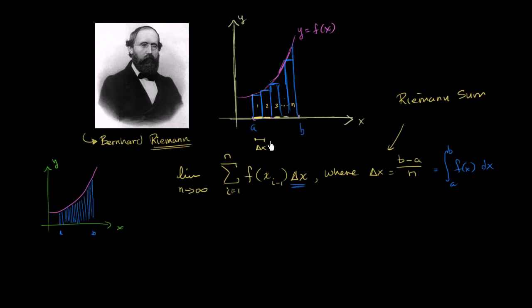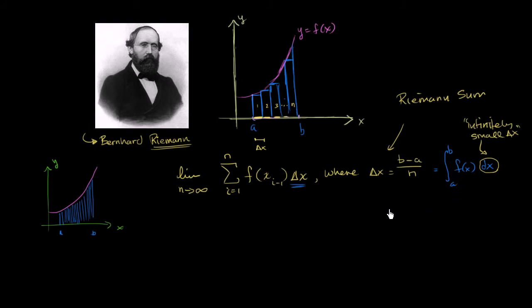Though a reasonable way to conceptualize what dx is, or what a differential is, is what delta x approaches if it becomes infinitely small. So you can conceptualize this, and it's not a very rigorous way of thinking about it, as an infinitely small, infinitely, but not zero, infinitely small delta x. So once again, you have your function times a little small change in x, and you are summing an infinite number of these things from a to b.